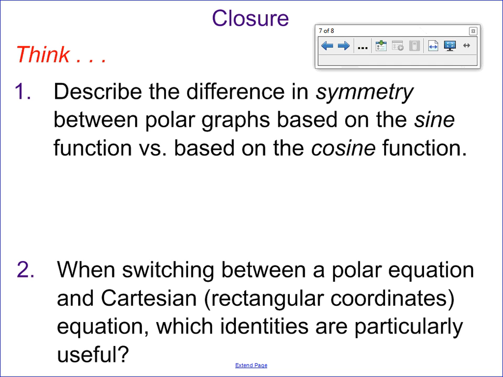Then, as you finish up the activity, what were some identities that were particularly useful when switching between a polar equation and the Cartesian, that is the rectangular coordinates x and y equation? So that's what you just did for your final 9 stamp, right? What were identities that were particularly useful for that? I'm going to ask you to share that as well.